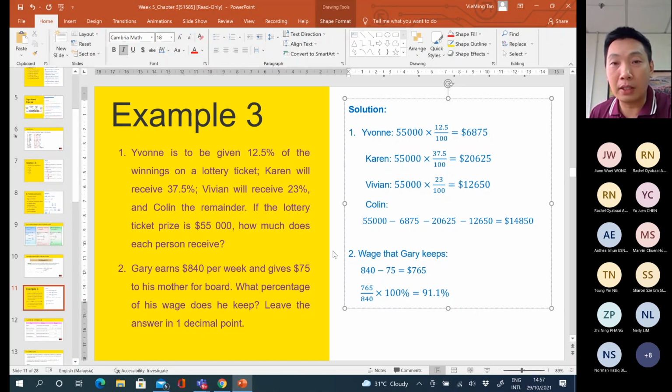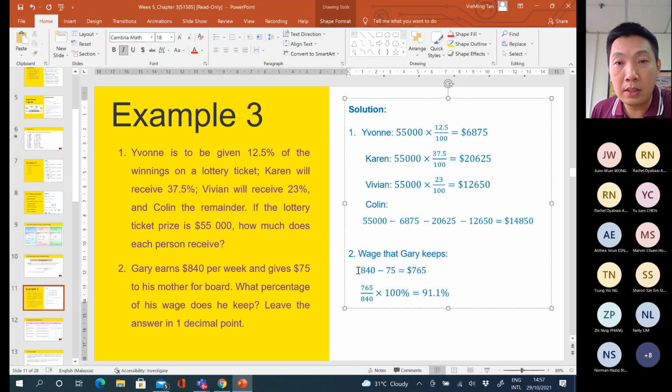Easy. Next. Gary earns $840 per week. From this $840, Gary gives $75 per week to his mom. Now it's asking what percentage of his wage does he keep? Leave the answer in 1 decimal place. So what is the percentage Gary keeps? That means we need to calculate first the value that will be kept by Gary.